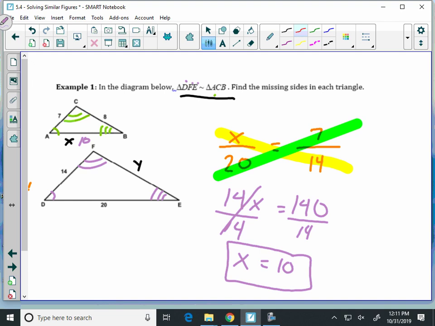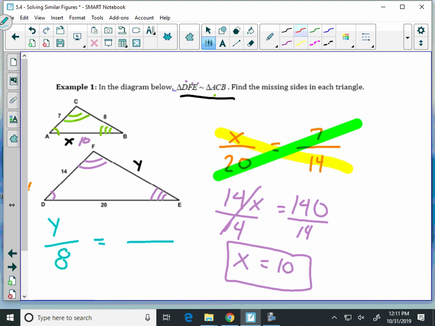So now we need to find y. We're going to repeat that same process with y. Y is a missing side, so I need to set up my proportion. We want to find y, so I'm going to put it in the top of my fraction. Y is in between 3 and 2. Which side in the other triangle is in between 3 and 2? 8.